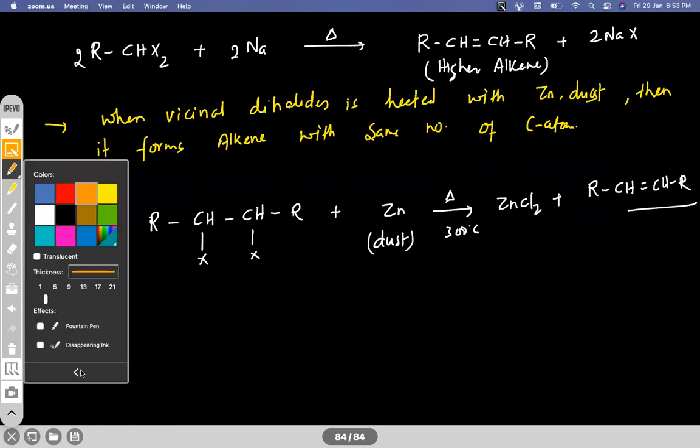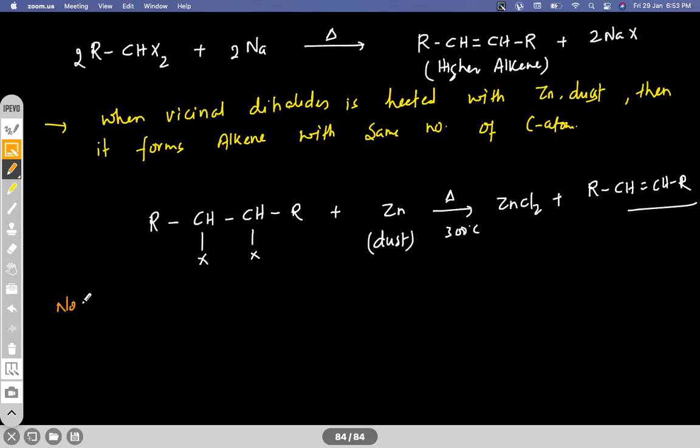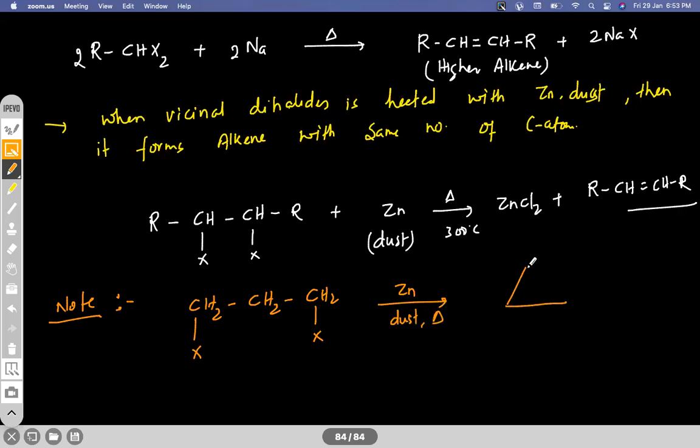One point you note here: if you have 1,3 dihalides, like this, you see, CH2, CH2, CH2X. If this is heated with zinc dust, then we don't get alkene, but we get cyclopropane. This will go out, we get a radical here, these two combine and form cyclopropane. However, the product is not that stable.